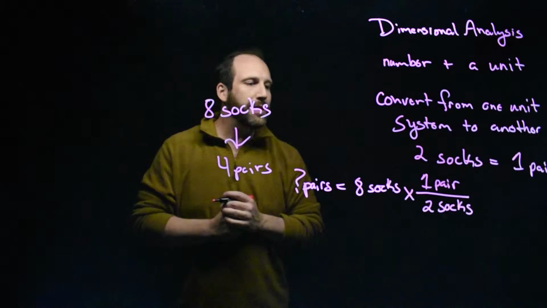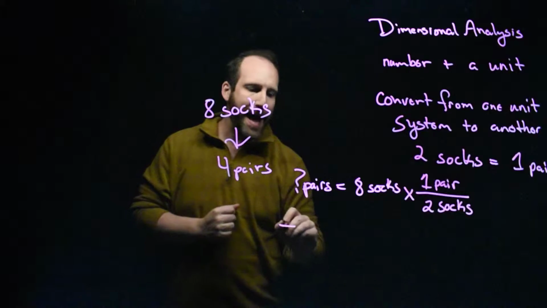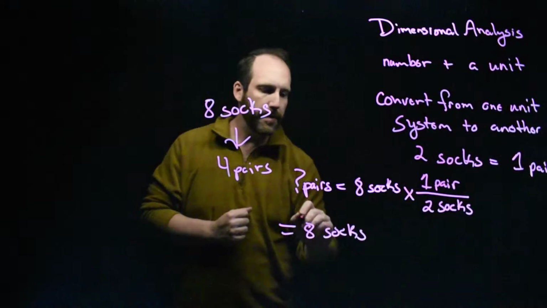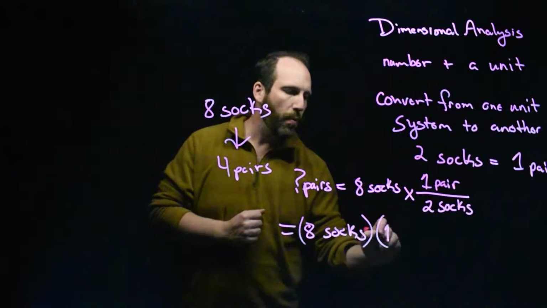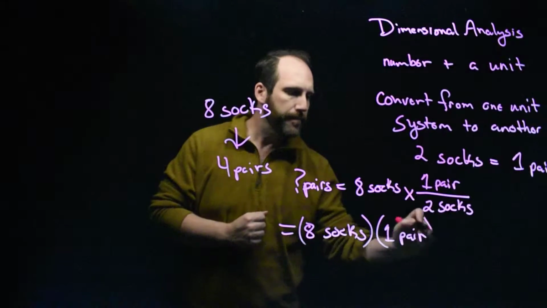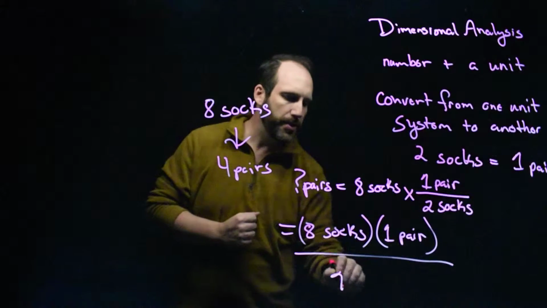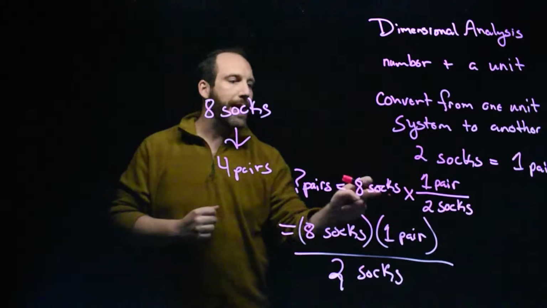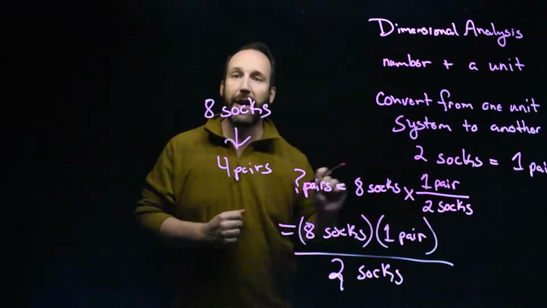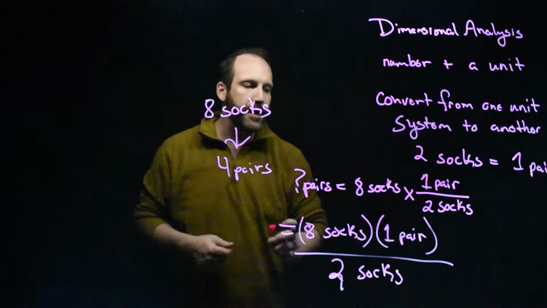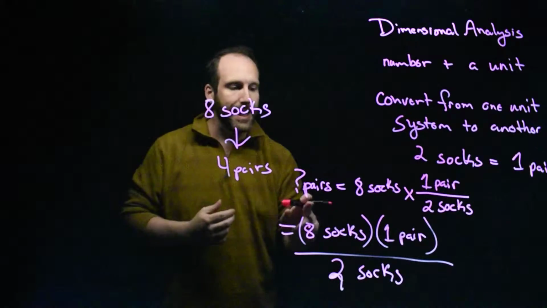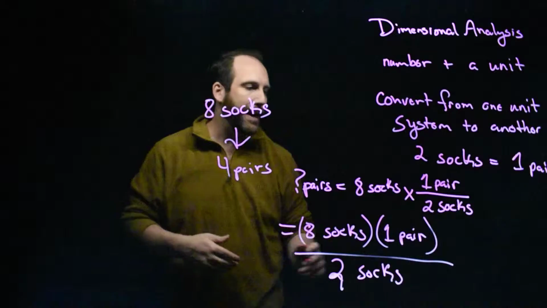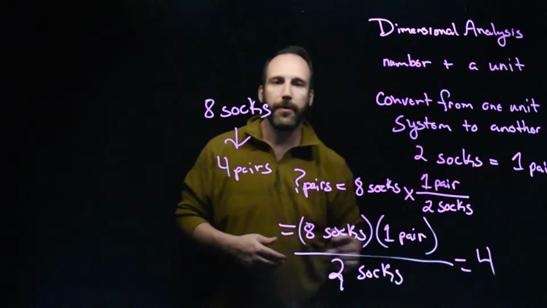And so what that allows you to do, if you do this math, right, that would be 8 socks times 1 pair divided by 2 socks. Okay, that's what happens if I multiply this number by this fraction, right? Well, what do I see here? If I just think about the numbers, it's pretty straightforward. It's 8 times 1 divided by 2. 8 times 1 divided by 2 is equal to 4, right?